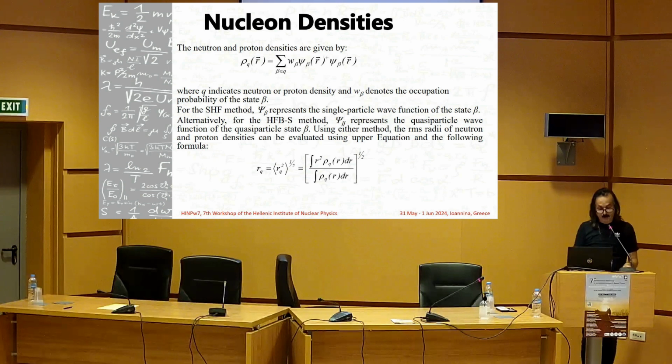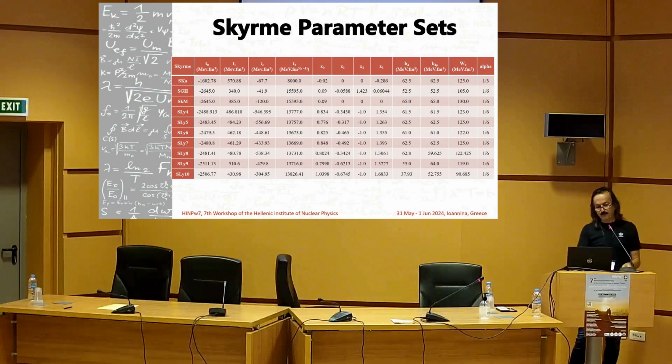Nuclear densities: the neutron and proton densities are given by this equation, where q indicates neutron or proton density, and w beta denotes the occupation probability of the state beta. For the SHF method, phi beta represents the single-particle wave function of the state beta. Alternatively, for the HFB method, phi beta represents the quasi-particle wave function of the quasi-particle state beta. Using either method, the RMS radii of neutron and proton density can be evaluated using the upper equation and the following formula.